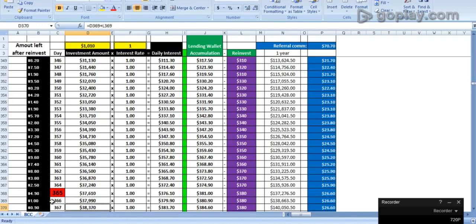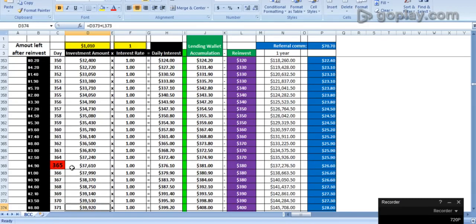Here's 1 year at this. You invested $1,010 a year ago. Your $1,000 is now $37,610. You're making $376.10 every day. You're making new daily reinvestments of $380.